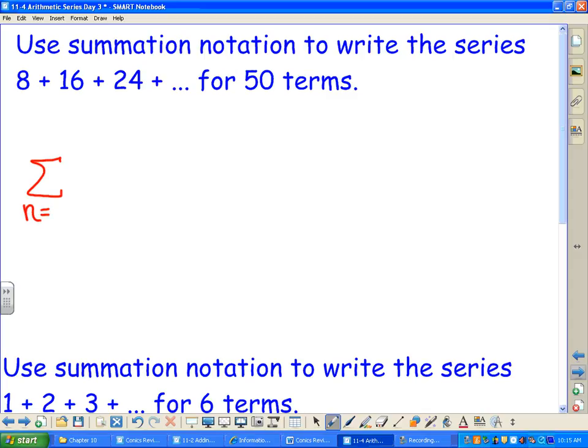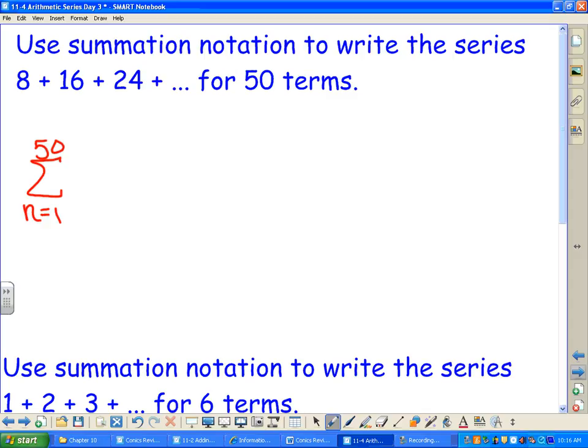Now, this lower bound, you pretty much can start wherever you want. Although, if you're going to go for 50 terms, probably the easiest lower bound would be to pick 1. Because 1 will stand for the first term. 2 will stand for the second, 3 for the third, 4 for the fourth, so on and so forth. If I want 50 terms, then what will the upper bound have to be? 50. So if you start at 1, then it's pretty easy to get that upper bound. Okay?